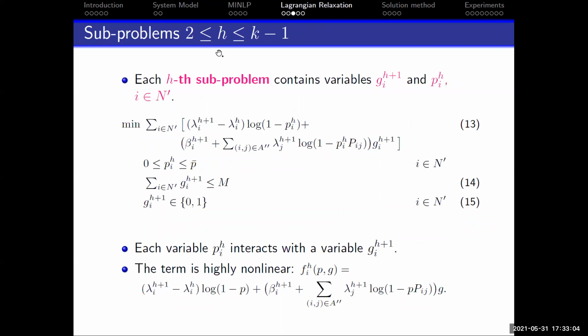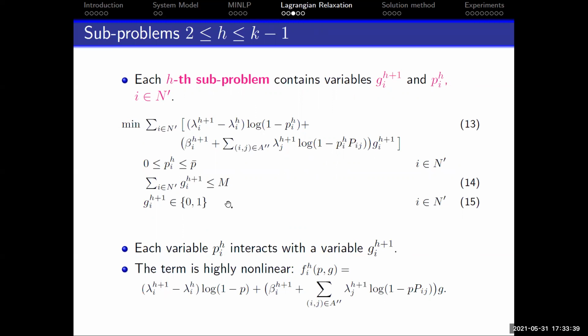Then we have a second type of subproblem, which applies from the second stage out to the second to last stage, k minus 1. These subproblems contain variables g_ih plus 1, so stage h plus 1, and p_ih. So we have grant variables and probability variables with respect to stage h plus 1 and h for all the nodes. This is the problem.